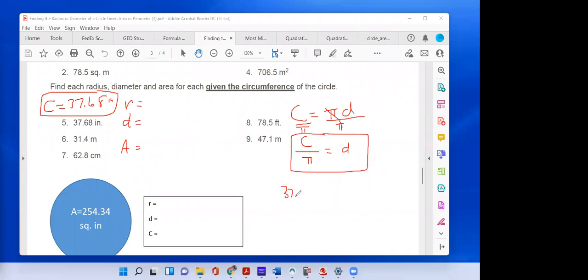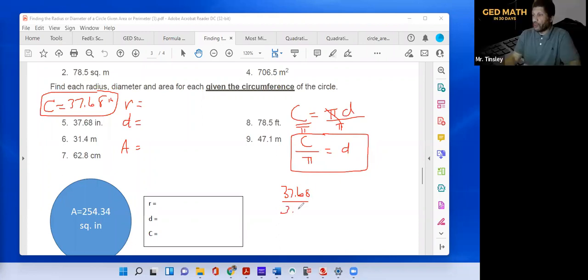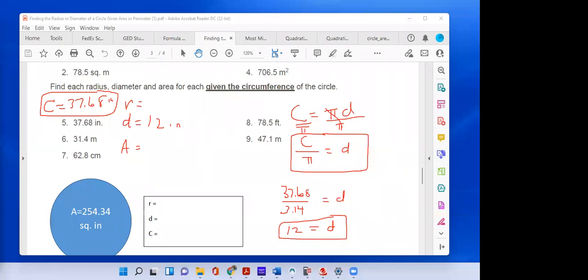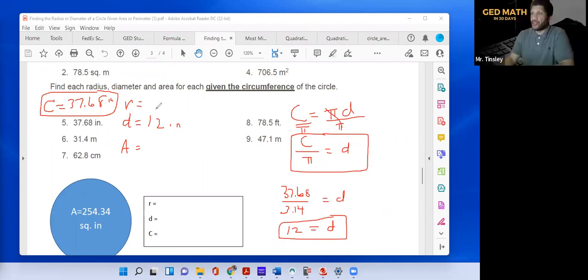So 37.68 divided by 3.14 is equal to D. You should get 12 is equal to your diameter. So if you got 12 as your diameter, you were correct. So our diameter is 12 inches. If our diameter is 12 inches, what's our radius? The radius is 6 inches, because we know the radius is half the diameter.